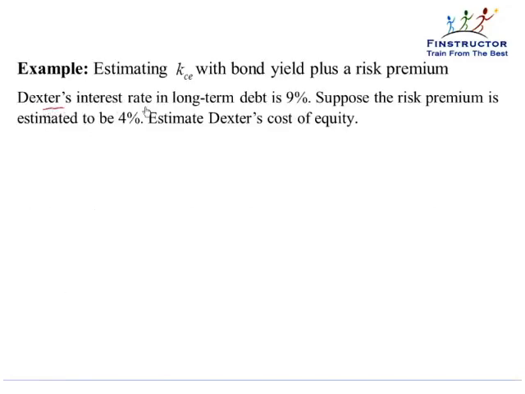So Dexter's interest rate on the long-term debt is 9%. Suppose the risk premium is 4%. So what will be the cost of equity? It will be the yield on the debt plus the premium, that is 13%.